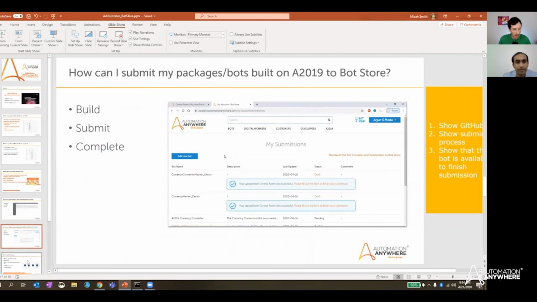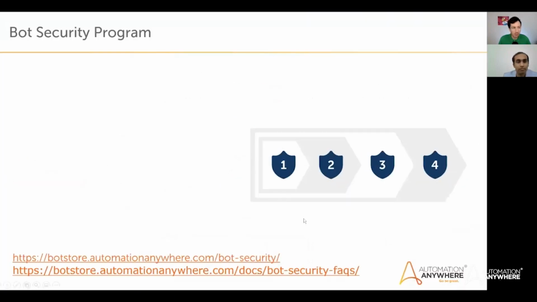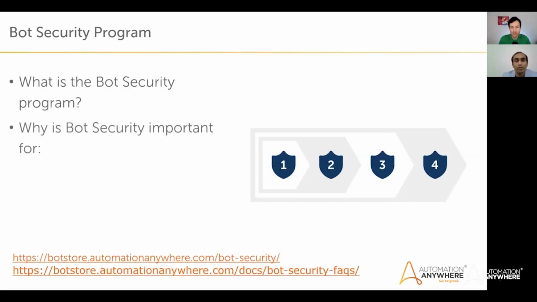Let me flip back here, and I want to ask you about the bot security program a little bit. So Arjun, what is the bot security program? Sure. So bot security program is the industry's first bot security framework, where we are talking about how do you build secure bots. That's very much required for your customers, because as we all know, these bots are going to be deployed in the live environments of large enterprise customers. So they definitely need to go through stringent security mechanisms. So that's what is being provided by the bot security program here.